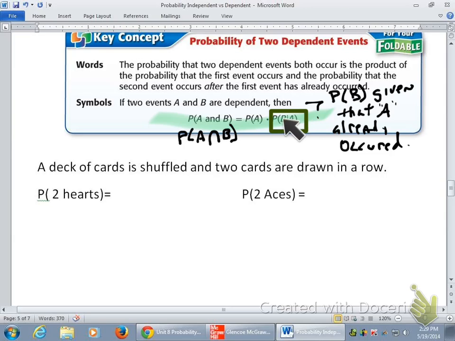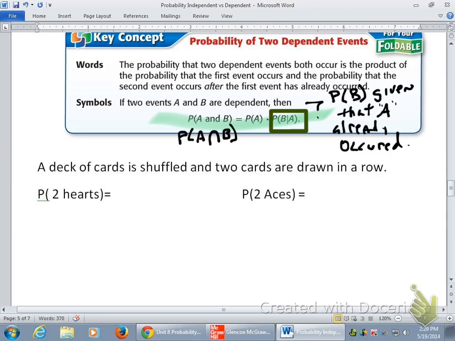Okay. This B line A doesn't mean divide. Don't think it's divide. It's the probability of B given that A has already occurred. In other words, the sample space has changed. But other than that, these are still compound events, and you still multiply. So really, it's about the same thing.